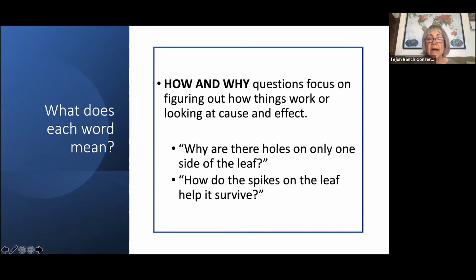And then the how and why. These questions focus on figuring out how things work, and they also look at cause and effect. Notice these words, cause and effect. That's an NGSS cross-cutting concept. So you'll see that we are now in the realm where we are overlapping into other types of question generators. Once you get really comfortable with this, use those cross-cutting concepts. Don't forget about them. They're vital to thinking scientifically. So what are some examples of how and why questions? Why are there holes on only one side of a leaf? And how do those spikes on the leaf help it to survive? Much more interesting questions.